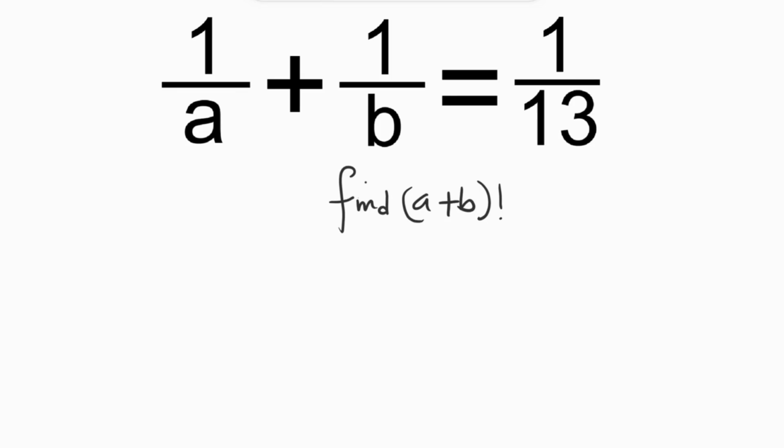We have another question on the board. We have that 1 over a plus 1 over b is equal to 1 over 13, and we're asked to find the value of a plus b. So we're going to try to solve for all of the values of a plus b that we can realize from this equation. So let's start. Solution.